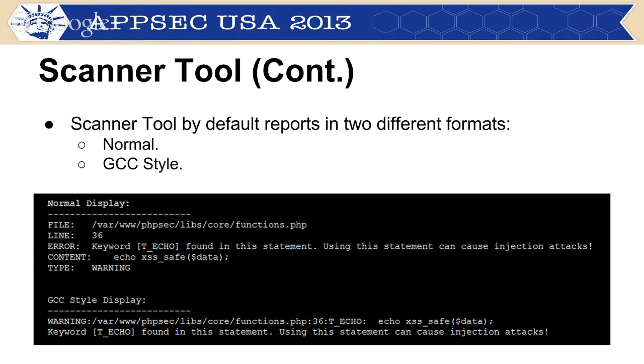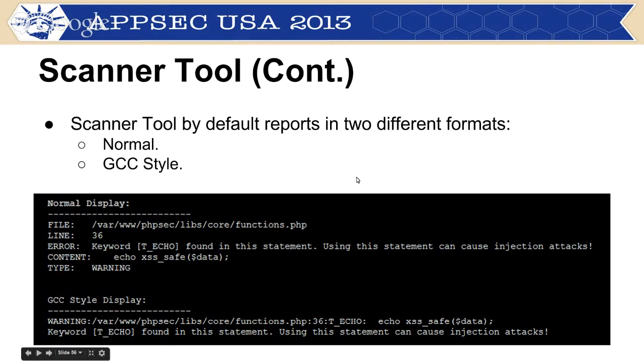In default mode, it can show you two different kinds of display. One is the normal display, which shows where the error has occurred. You can see that it has found the error in functions.php in line 36, and it says that you are using echo, and you should not use that because it can cause injection attacks. It shows you the line where the error has occurred and its type. The other is GCC style display. You are already familiar with GCC because I guess you have done C programming. You can choose either of the display types, or if you don't like them, you can design your own. It's 100% customizable.